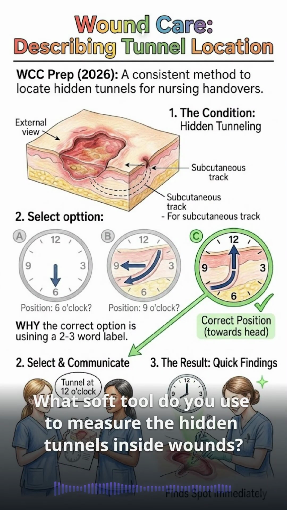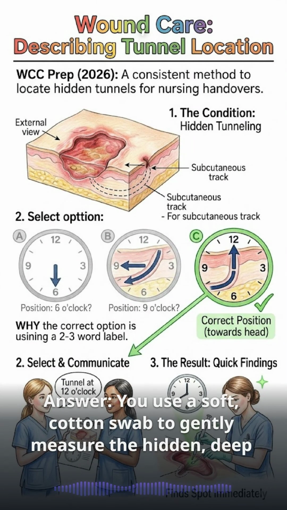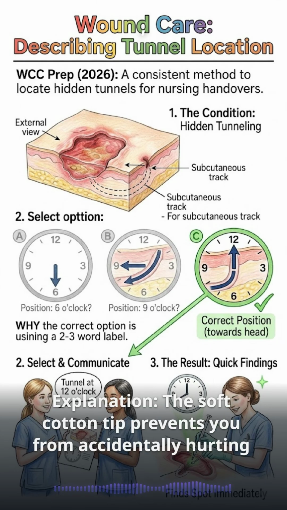54. What soft tool do you use to measure the hidden tunnels inside wounds? You use a soft, cotton swab to gently measure the hidden, deep tunnels. The soft cotton tip prevents you from accidentally hurting the sensitive, hidden tissue.